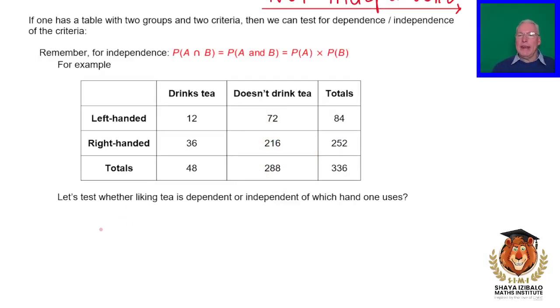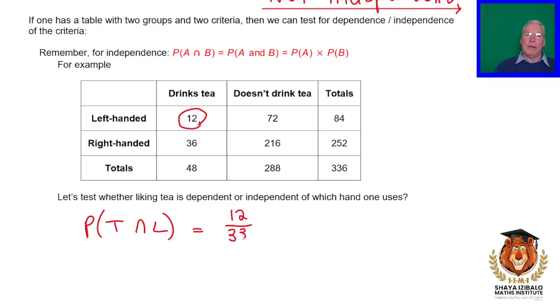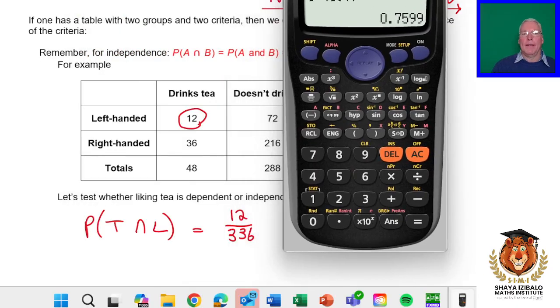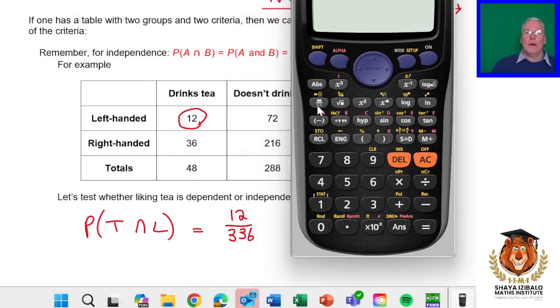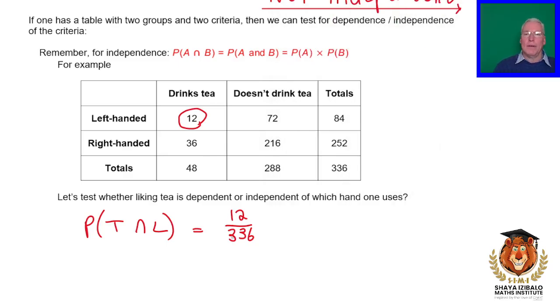Okay, so we're going to take any combination. We're going to talk about someone who likes tea and is left-handed, and we're going to work out that probability. Let's have a look at what that is. How many left-handed people are there who like tea? And it's just these 12 people here. So the probability of choosing one of those people is 12 out of 336. We can get that on our calculator. Let's just get it in decimal form. 12 out of 336 actually works out to 1 out of 28. Let's just write it as 1 out of 28.